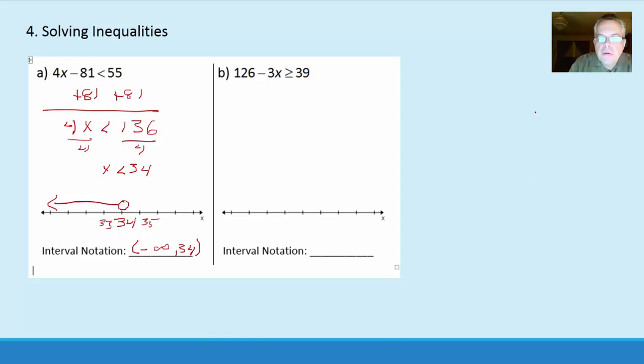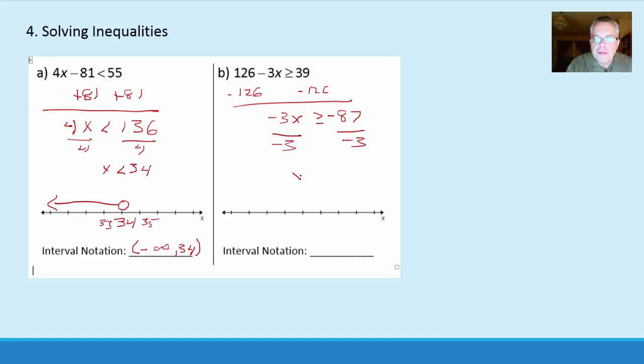All right, next example. We're going to start this the way we would normally start. We're going to subtract 126 from both sides. And we get negative 3x is greater than or equal to something. Let me see. 39 minus 126 is negative 87. Okay, so divide by negative 3. And we're dividing by a negative number, so we're going to have to flip. This is going to be x less than or equal to, so I flipped.